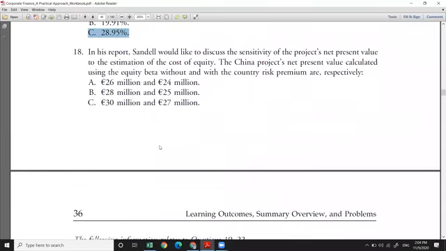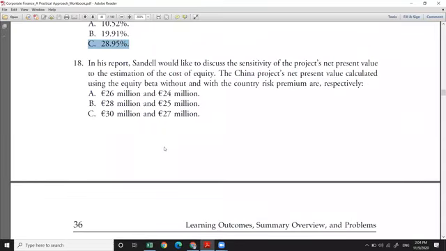Now, cost of equity without country risk premium. Let me just type everything here. So cost of equity without country risk premium.